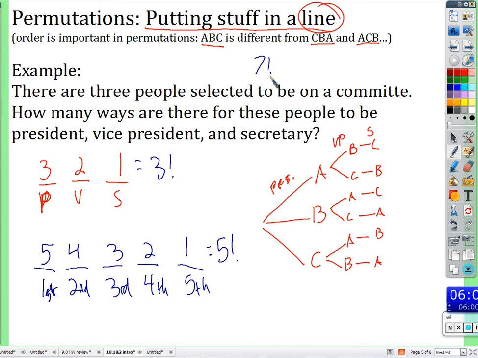Okay. So what does it mean to say factorial to a number? Start at that number and go down. Start at that number and go down, and then all those numbers, you multiply them together. That's right.